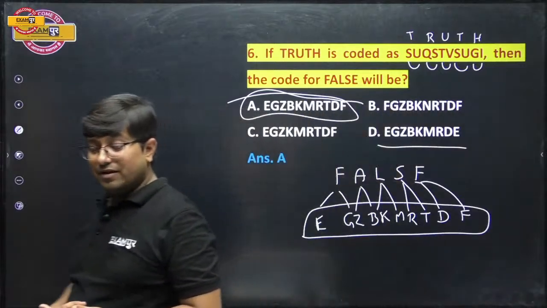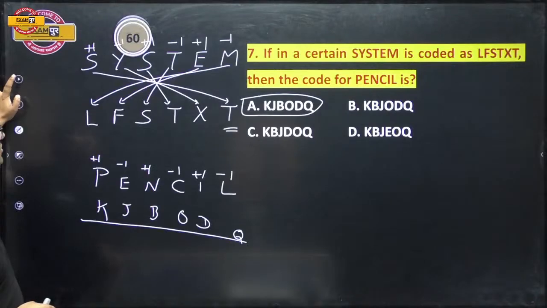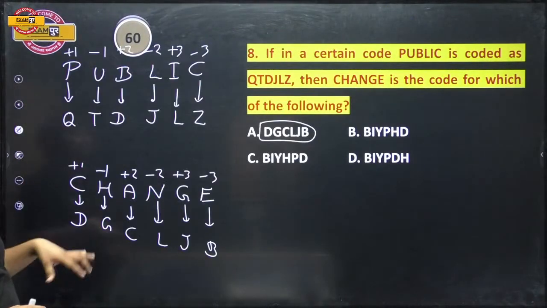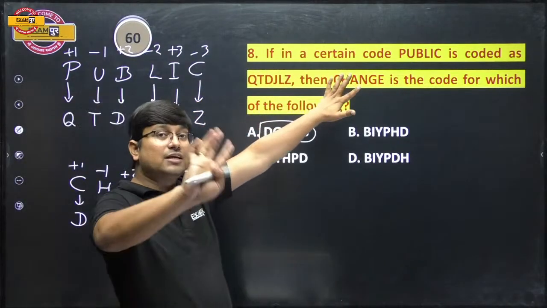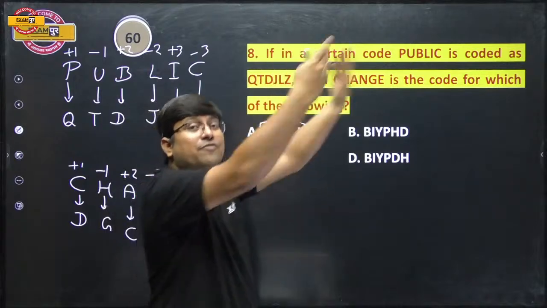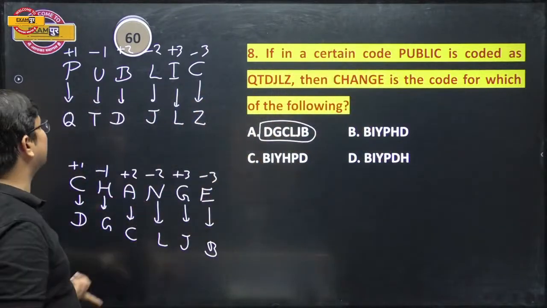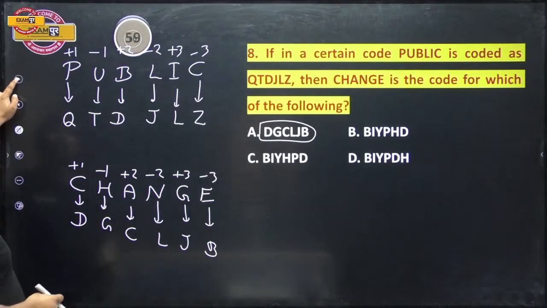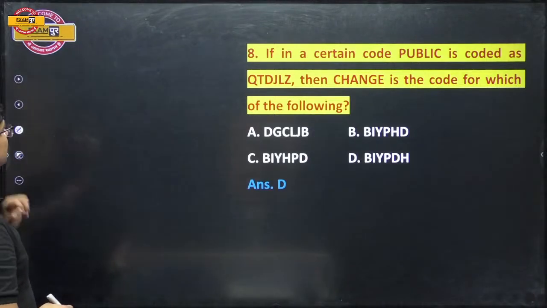But here, just the opposite is being asked. And that is why we need to be all the more careful. In a certain code, public is written as this, then what is being asked is: change is written for what? So just the reverse is to be done. So what basically we have to try and do is just do the opposite.